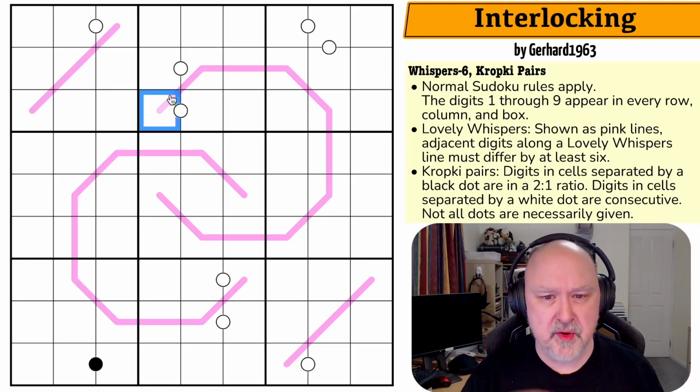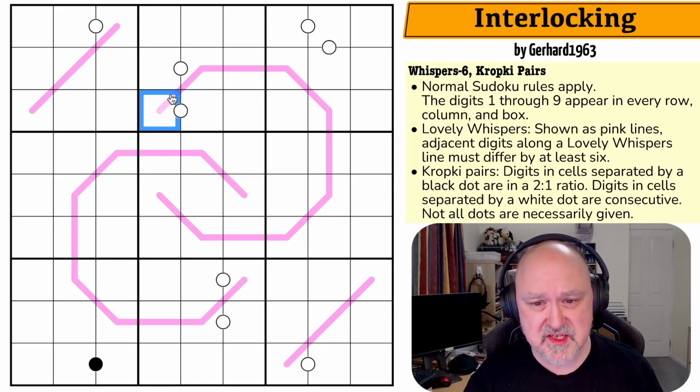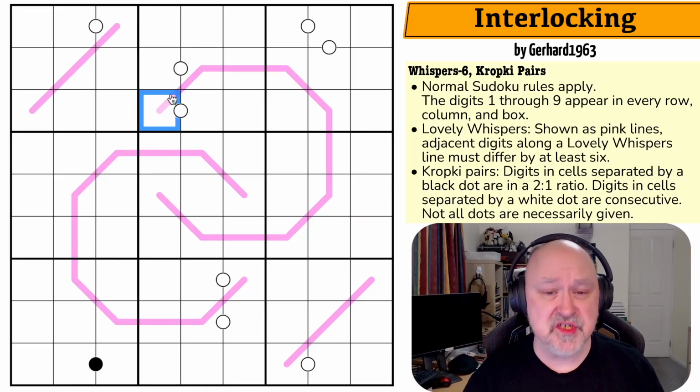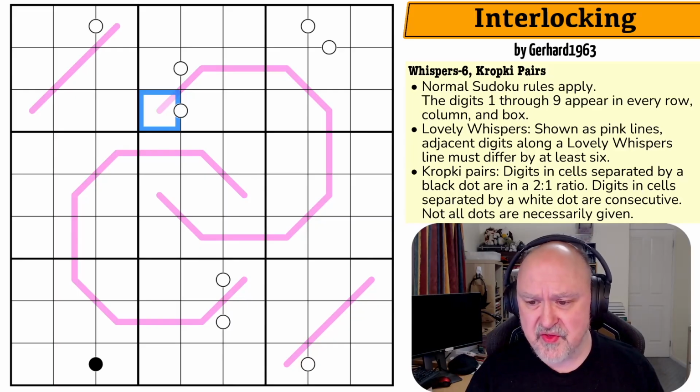So you're only putting high or low digits onto this line. And because of the difference, you must alternate. So whether this is high or low, we know we're going to alternate as we go along these lines. So one of these is going to be 7, 8, 9. One of them is going to be 1, 2, 3. But we don't know which is which.